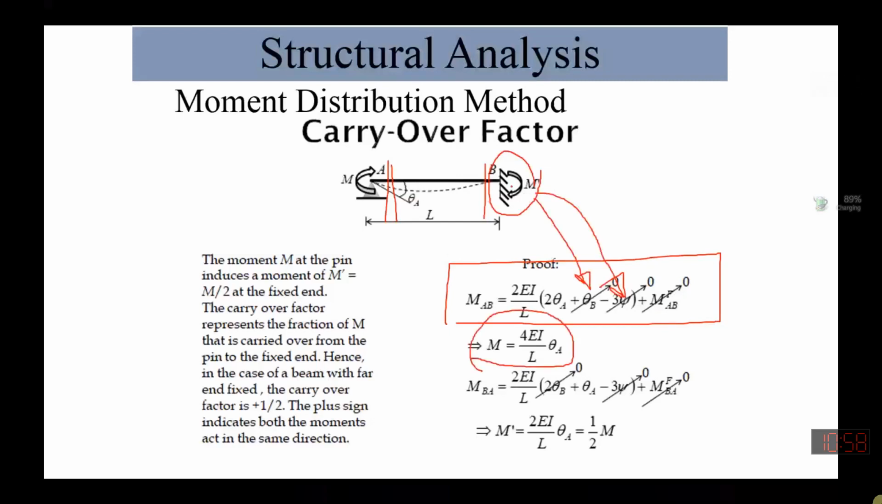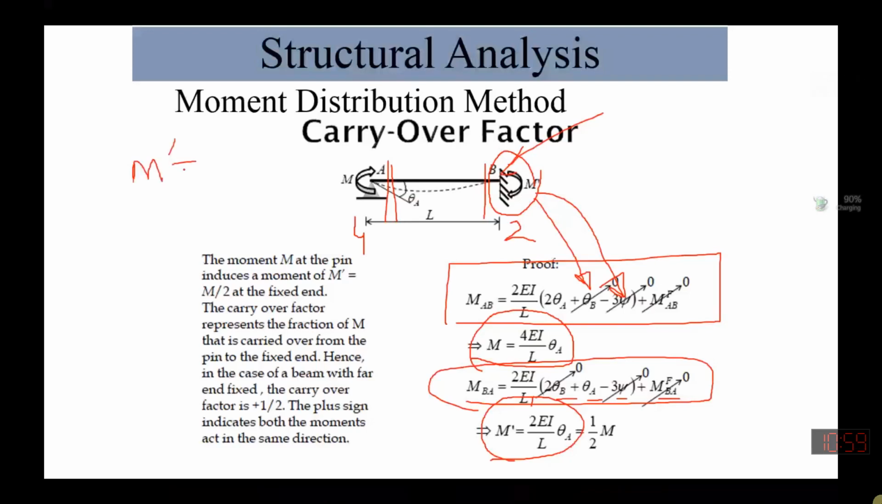Now if we apply the slope deflection equation for this part, MBA equals 2EI over L into 2 times theta B plus theta A minus 3 psi plus fixed end moment at BA. If we solve it, we find that the value of M dash is 2EI over L. So this is 4EI over L, and this is 2EI over L. From the relationship, we find that M dash is equal to 1 by 2 of M.